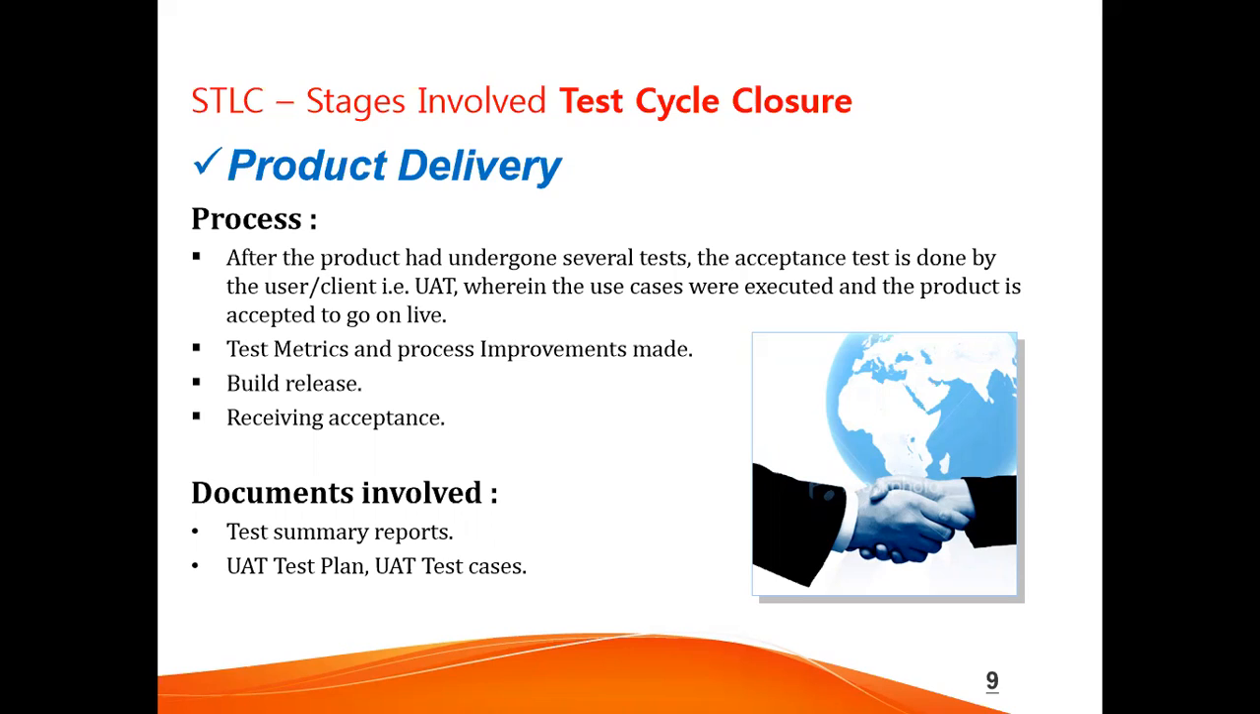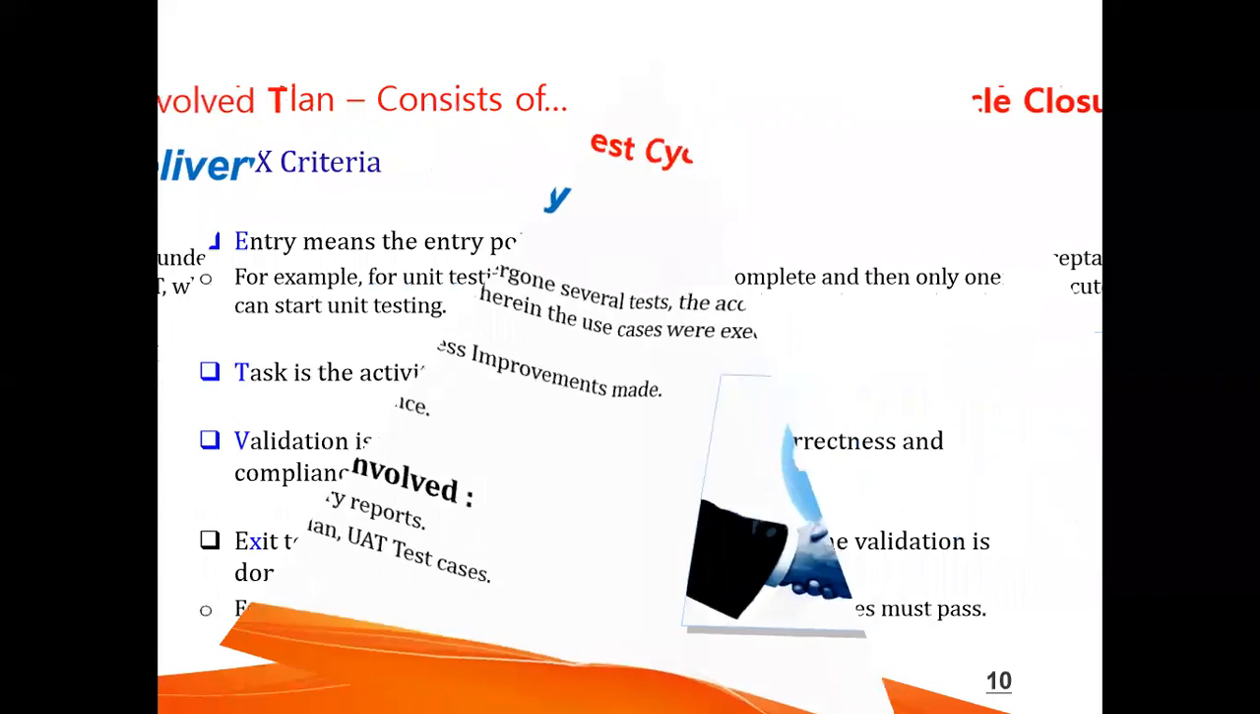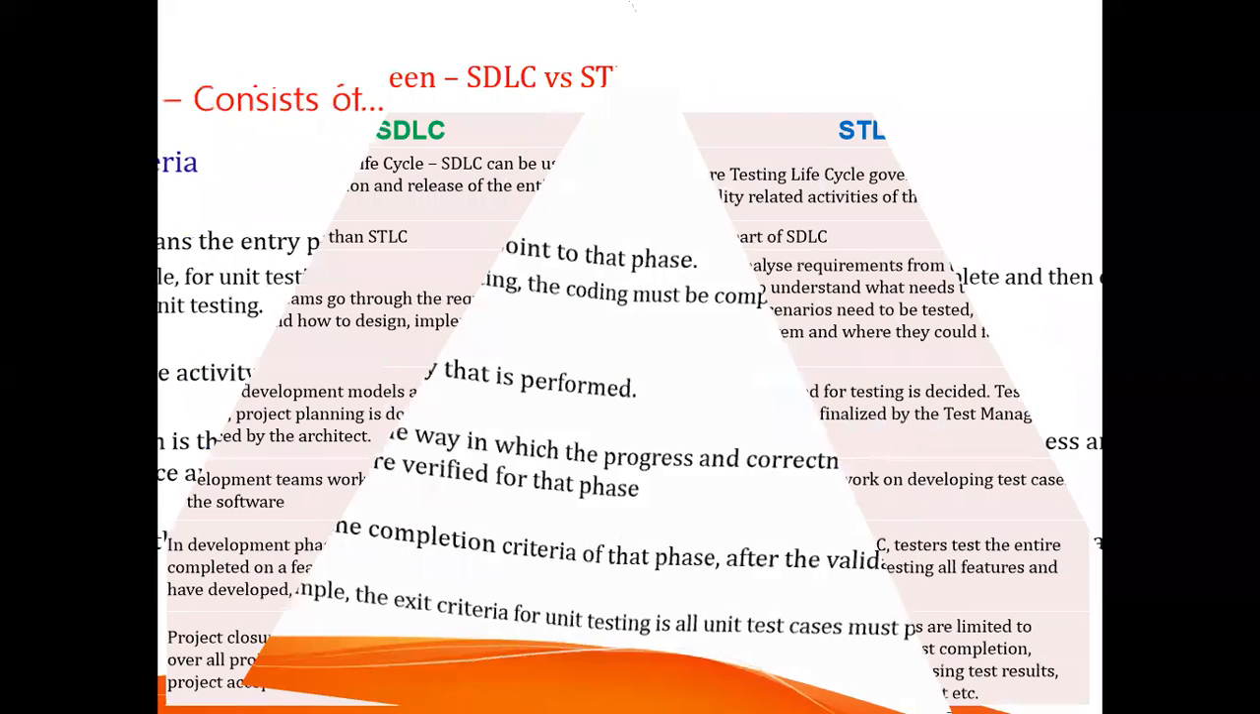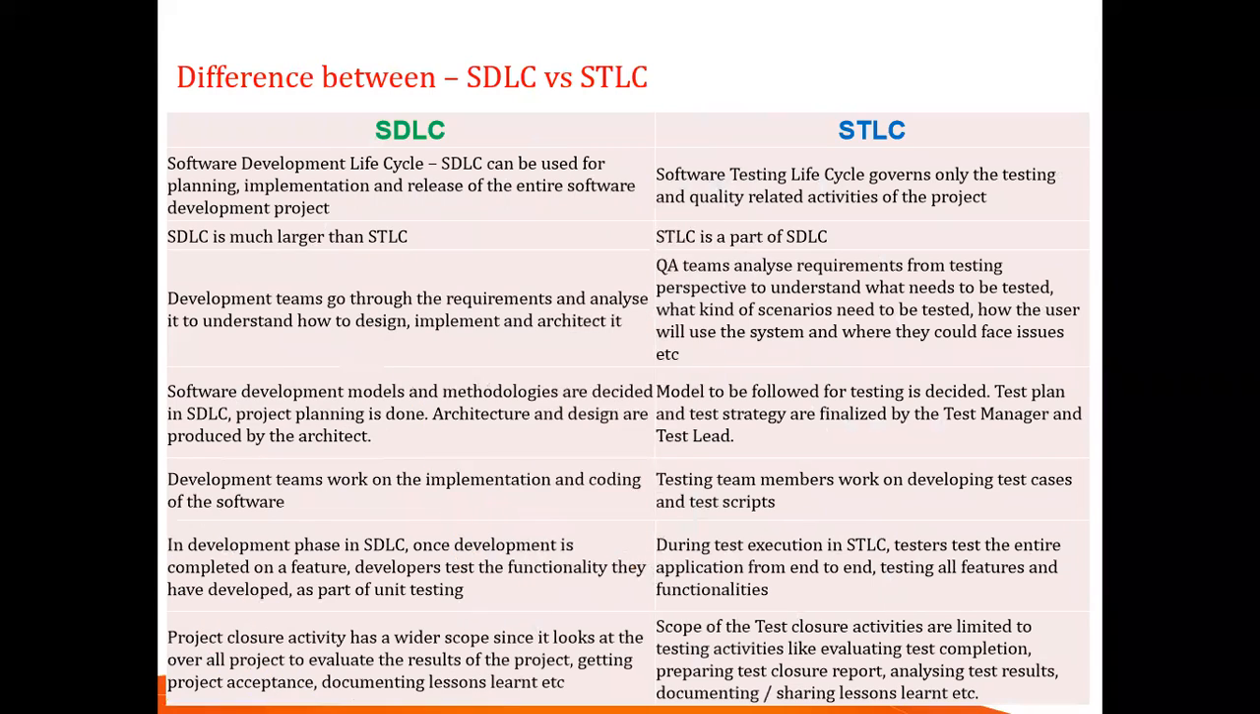So yeah, documents. What are the documents involved? The test summary report, the UAT test plan, and the UAT test cases. So this we already talked about, the entry exit criteria. The same applies here. And this is the STLC process.